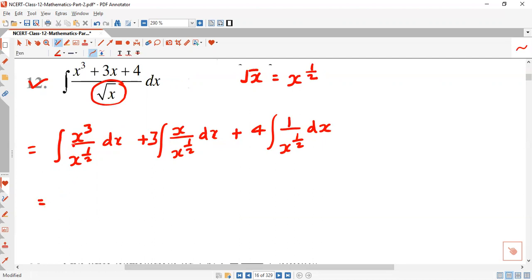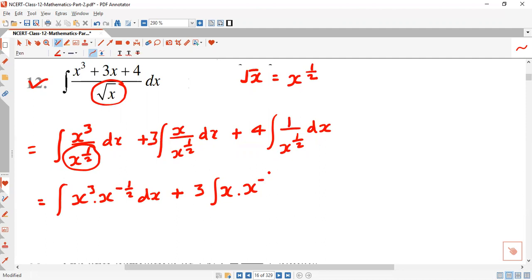In the next line, I take this x power half to the upper side. I take the denominator terms into the numerator. So it becomes integration of x cube into x raised to minus half dx plus 3 times integration of x into x raised to minus half dx plus 4 times integration of x raised to minus half dx.